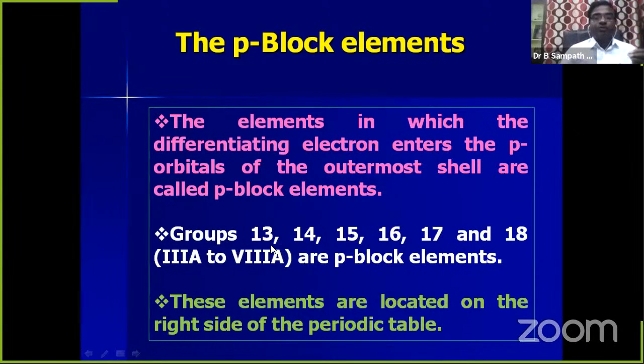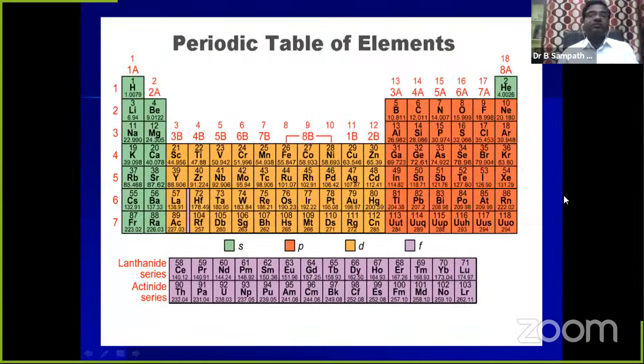Groups 13, 14, 15, 16, 17 and 18, that is, group 3A to 8A, are called p block elements. These elements are located on the right side of the periodic table. Already we have discussed. Here is the periodic table, and these from 3A to 8A, or groups 13 to 18, are the p block elements.